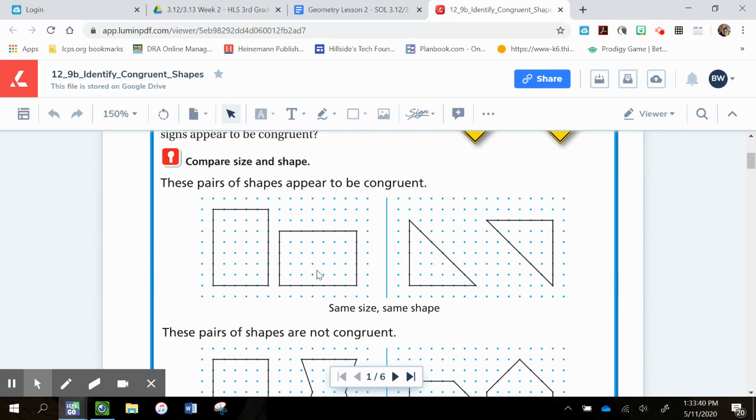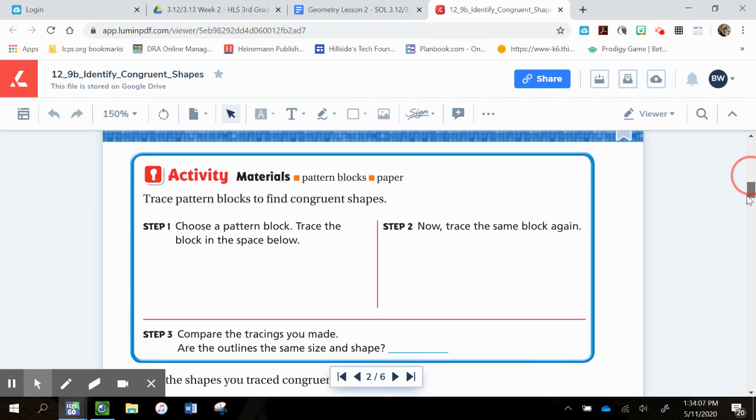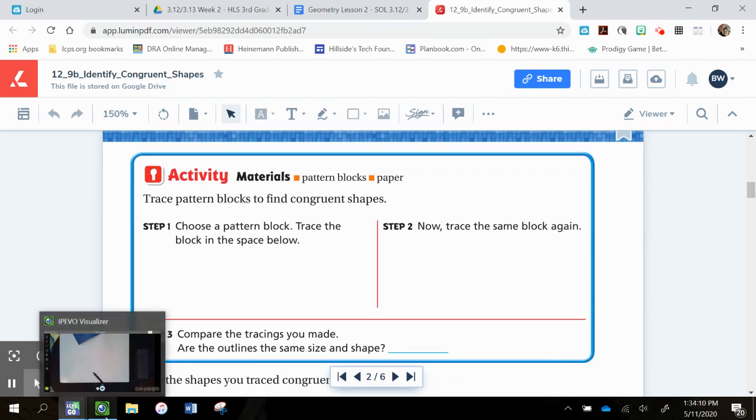As you can see here, these shapes are congruent. They are the same shape, they're moved or flipped so that you can see they both have the same size and same shape. These shapes down here are not congruent. This is a different shape, and this one is a different size. So what we're going to do is look at the camera, and we're going to choose some shapes to see if they are congruent or not.